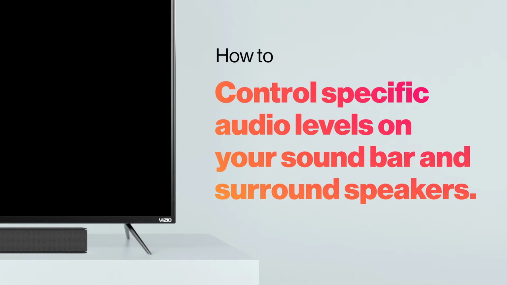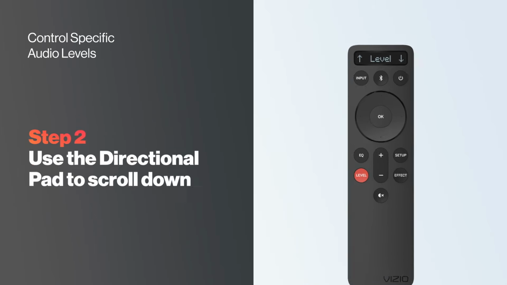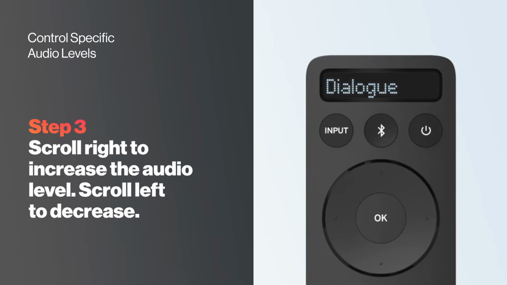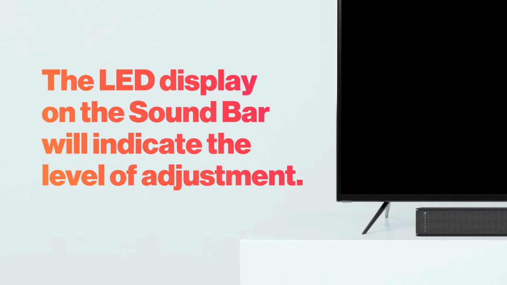Here's how to change the audio levels on your soundbar and surround speakers. First, press Level. Then use the directional pad to scroll down to the level you want to control. Next, scroll right to increase the audio level and left to decrease. The LED display on the soundbar will indicate the level of adjustment.